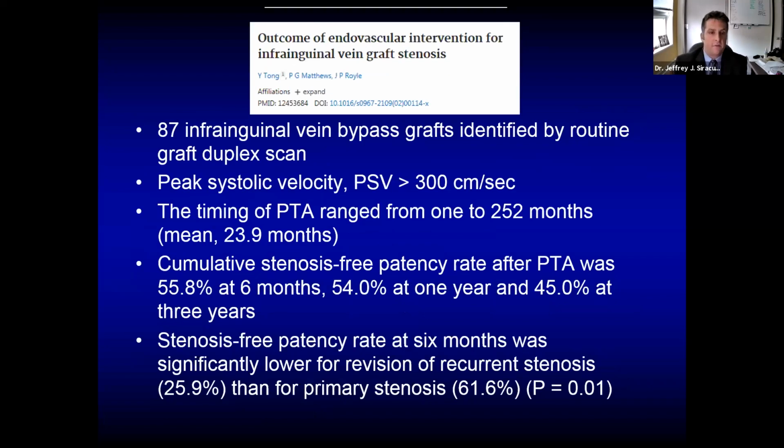And also looking at outcomes of endovascular interventions for infrainguinal vein graft stenosis. They used a peak systolic velocity of maybe 300 here. Their timing ranged from 1 month to 252 months, so a little over 8 years there, with a mean of almost 2 years. Stenosis-free patency after angioplasty was a little lower than the other group we saw, 58-55% at 6 months, 54% at 1 year, and 45% at 3 years. And stenosis-free patency at 6 months was lower in patients with a recurrent stenosis than primary stenosis, which does make sense, that repeated interventions tend to yield less over time.